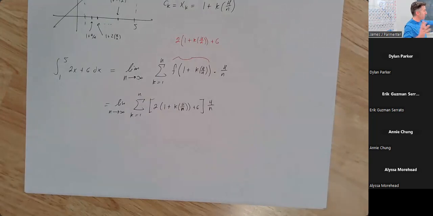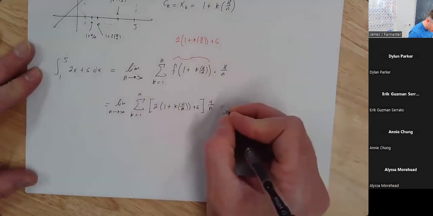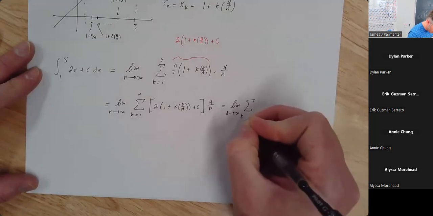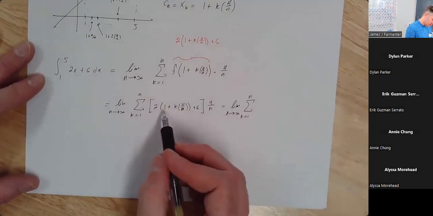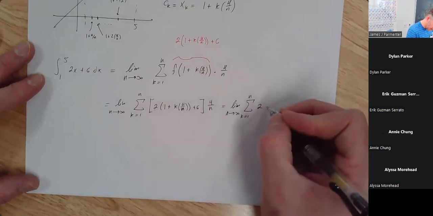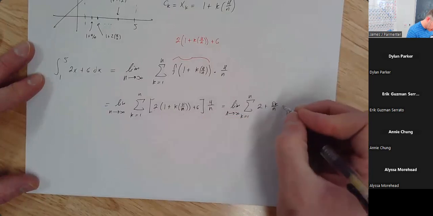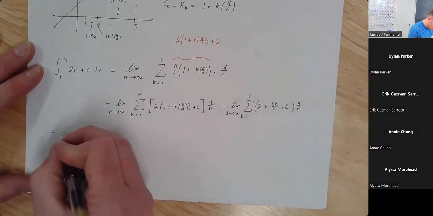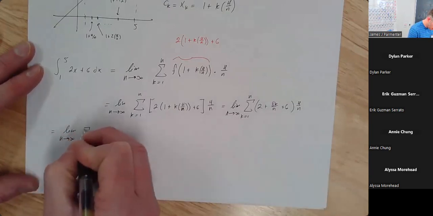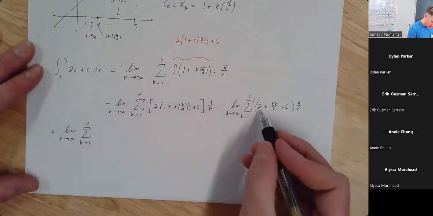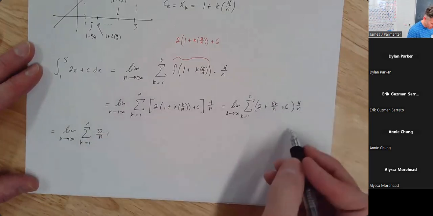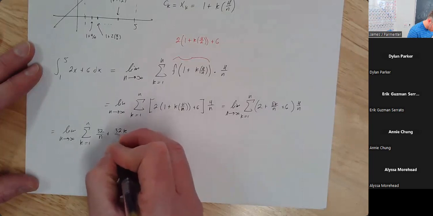We multiply this out, we break it apart, we use the formulas that we talked about last class. So multiplying this out, it's a little messy, but not too terrible. The limit as n goes to infinity of the sum from k equals 1 to n. Let's see. 2 times 1 is 2. 2 times 4k over n is 8k over n, plus 6, all times 4 over n. 2 plus 6 is 8. So that's going to be the limit as n goes to infinity of the sum from k equals 1 to n. 8 times 4 over n is 32 over n. And 8k over n times 4 over n is 32k over n squared.